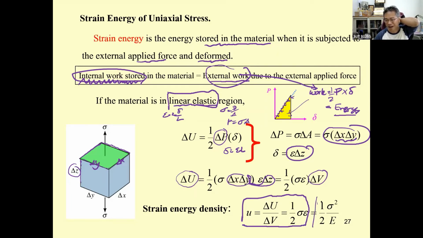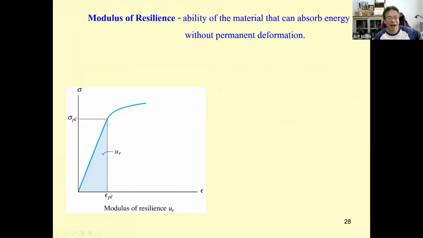And you can use that sigma equals E epsilon, and then epsilon equals sigma over E. When you put this over here, you get this equation. So this proves the modulus of resilience can be computed by this area. So the modulus of resilience is the ability of the material to absorb energy without permanent deformation, or in the linear elastic region.